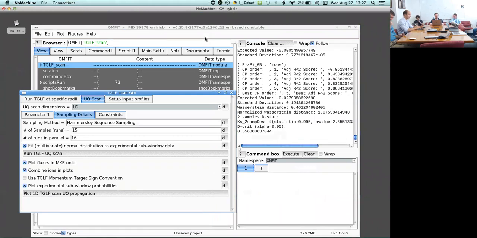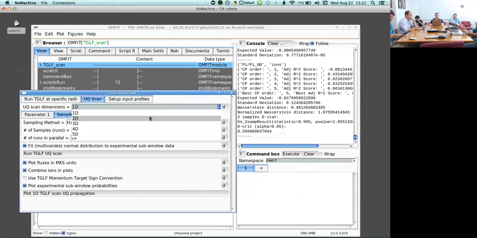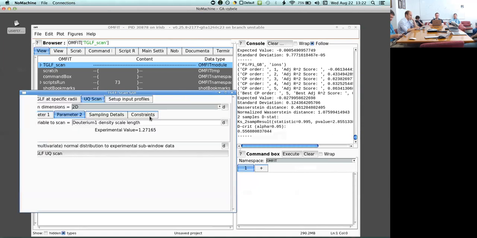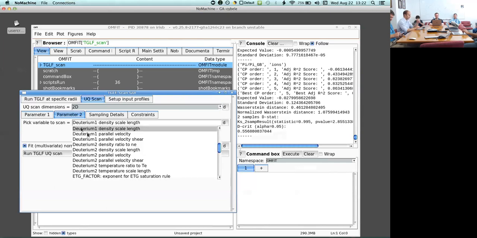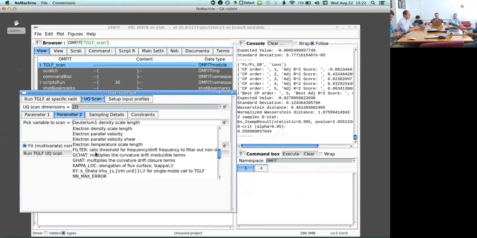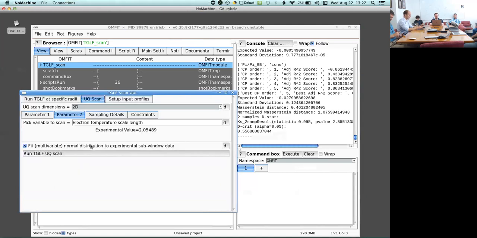So now we're seeing A over LTI is an uncertain parameter, but I want to see, for instance, if I add A over LTE, how that uncertainty would change the results. So I can easily go and make this UQ scan dimension 2D. And now I have another parameter over here. Then I can choose what's the second parameter that I want to have in the scan. So I'm going to choose electron temperature length scale.